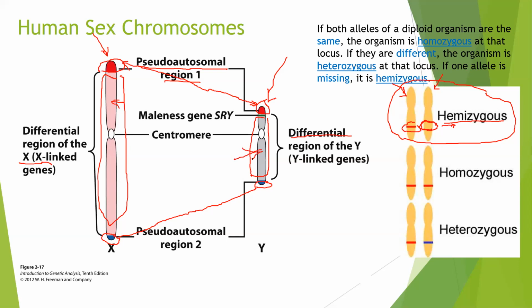And also, here, the Y-linked genes are in this region because those genes are specifically for the Y chromosome. Only the Y chromosome has those genes. And if we want to study the inheritance pattern for those genes, those phenotypes are always associated with the presence of the Y chromosome.